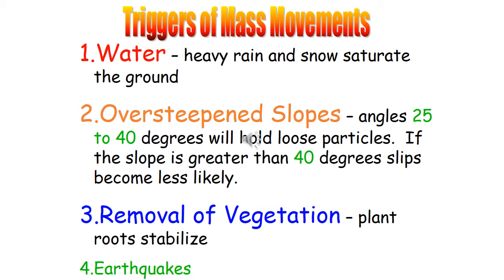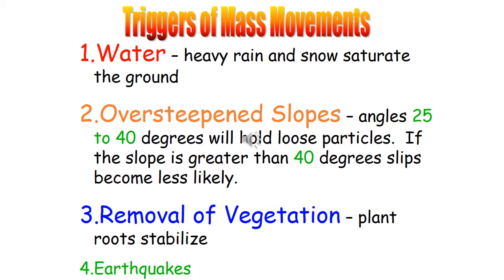Over-steepened slopes, so slopes that have a really steep angle of 25 to 40 degrees, those will actually hold loose particles. If the slope is greater than 40 degrees, the soil or the sediments are more likely to come down the bank. So anything like 45 degrees, 50 degrees, once you start getting to that slope, it becomes more likely that you're going to have a landslide.